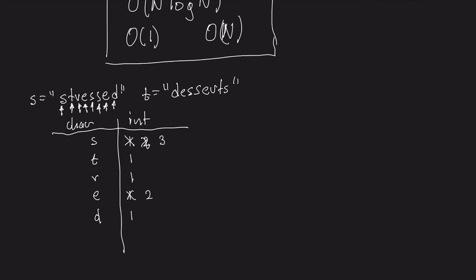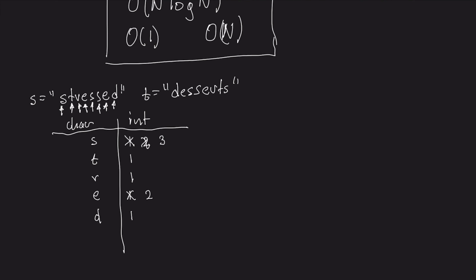And then we can create a similar map for string T. And once we have that map, we can go through each map and compare if they have the same keys, same letters. And if they do, then we can compare if for each letter the values in both maps are the same. And if they are the same for each and every letter in the map, then it means the two strings are anagrams. And we can optimize this slightly.